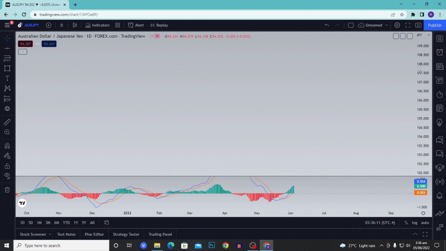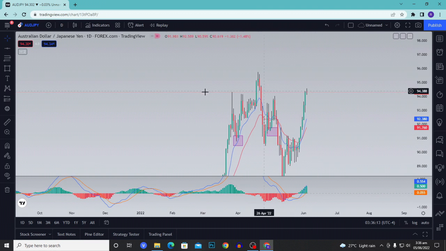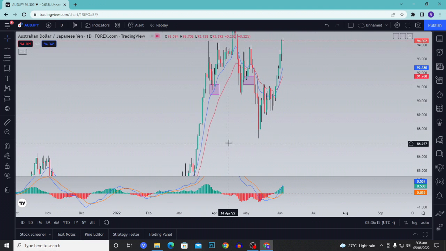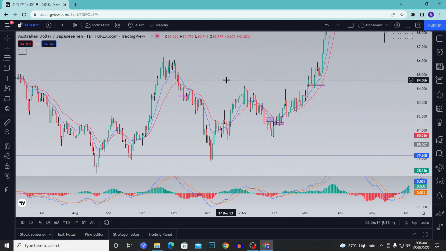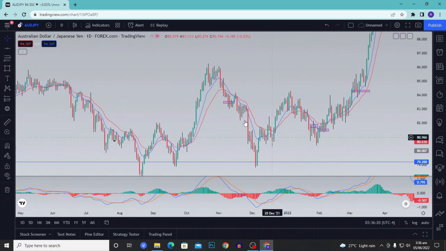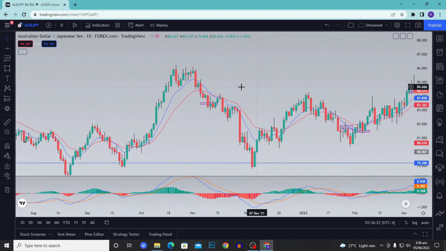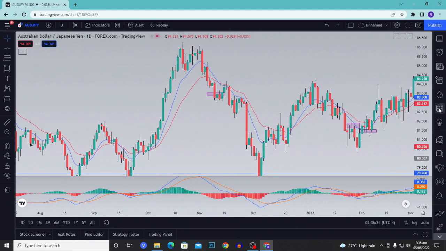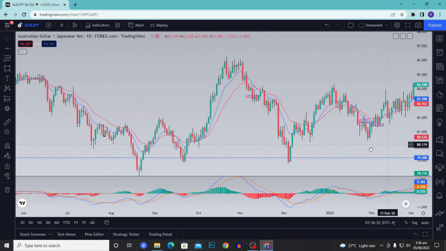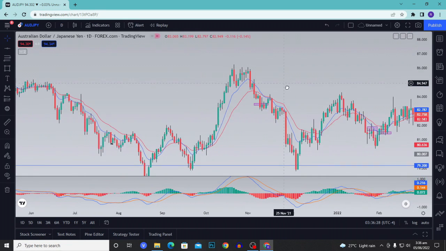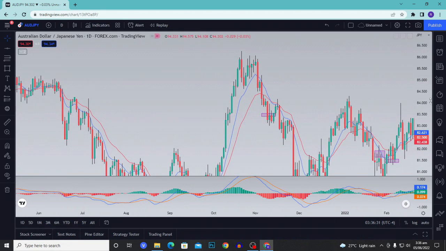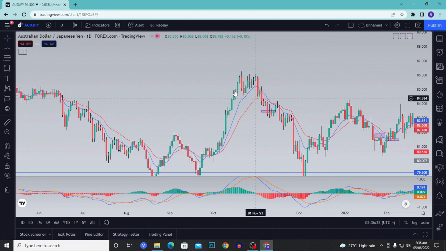So let's jump into some backtesting. Right now we're on AUD/JPY, which is the Australian dollar against the Japanese yen. On the daily time frame, we'll be starting from right here. There's a setup right here. If you look closely, you can see the price is going down. Price broke this structure, this area right here, and started going down.